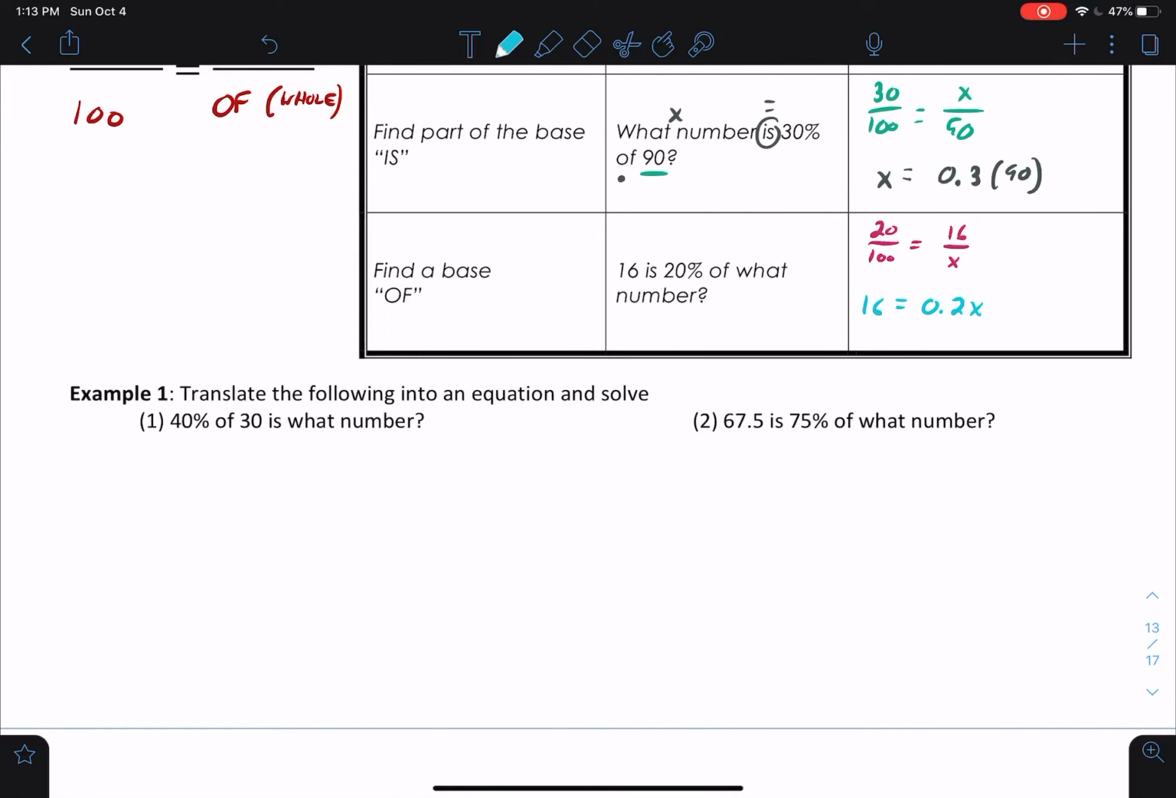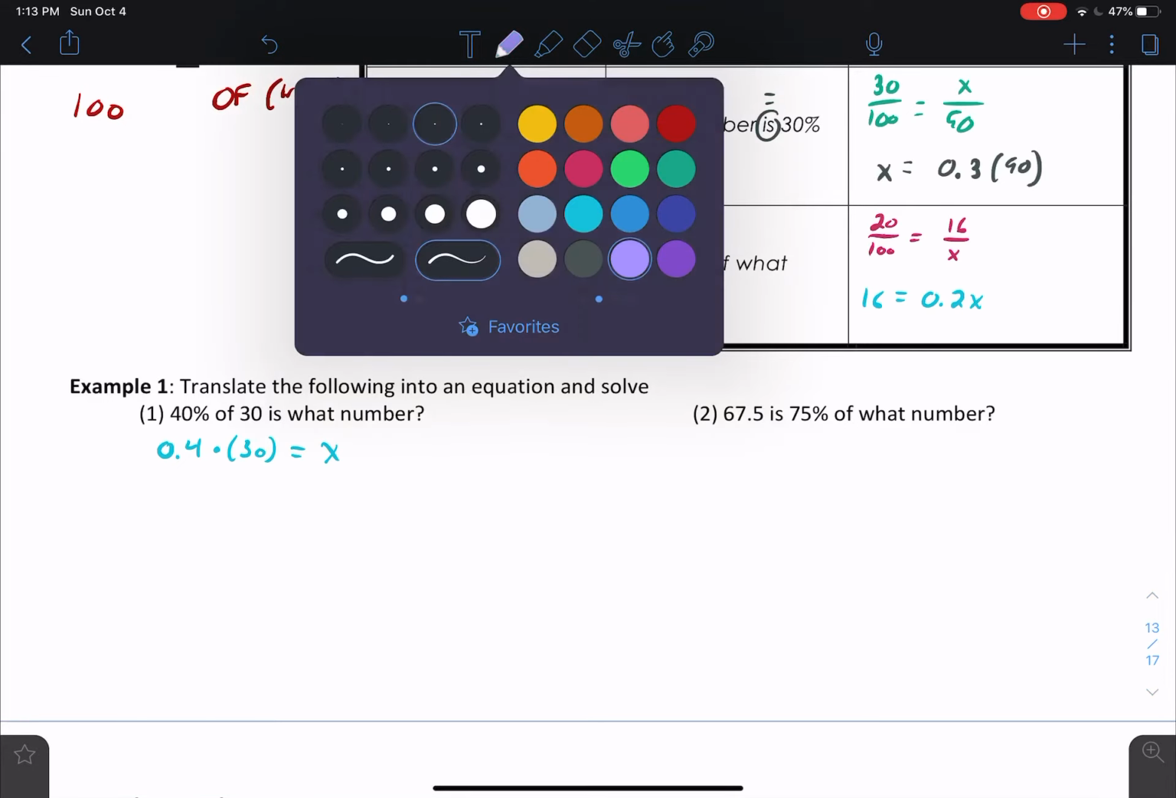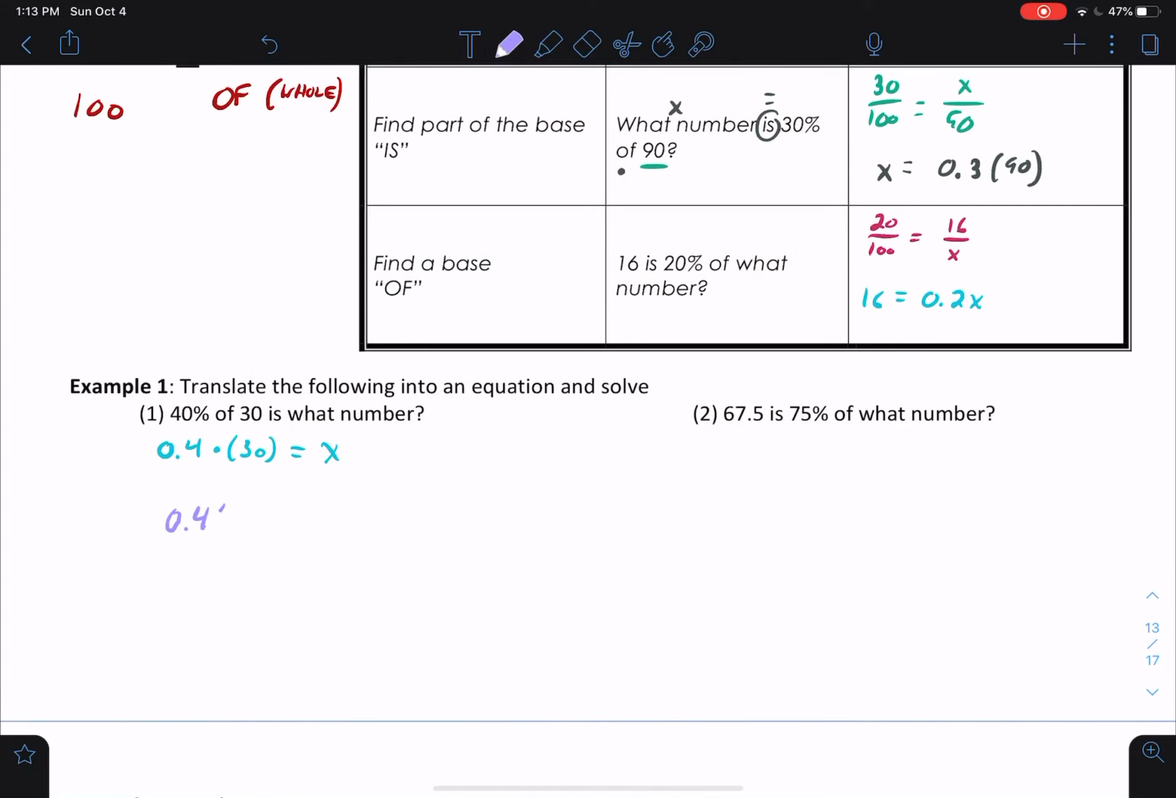40% of 30 is what number? So if I wanted to set this up, I'm going to translate 40% into a decimal. Of, that's my multiplication, of 30 equals is what number? We don't know. Okay, so I'm just going to take 0.4 times 30, and that's going to be 12. Okay, so 12 equals x. My number is equal to x.